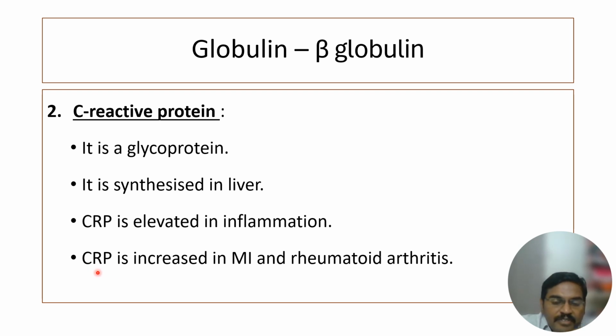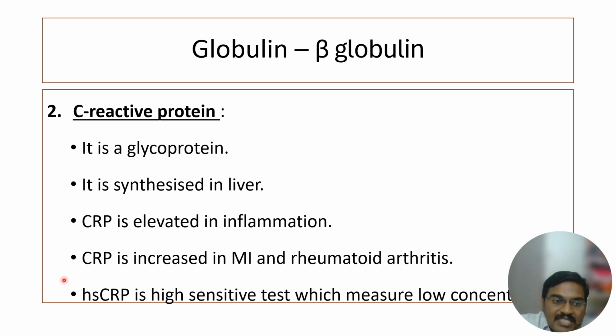The method which we use routinely to measure C-reactive protein can detect higher values. But the lower end values, very low values, it will not be sensitive. For that we have a different method and we are going to call it HSCRP, high sensitive.